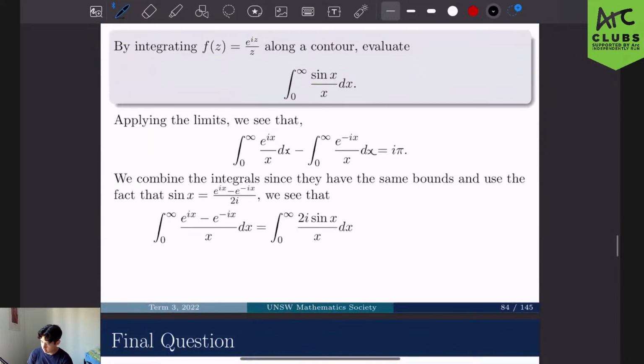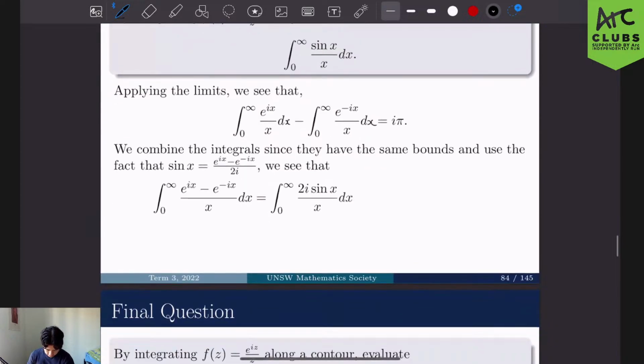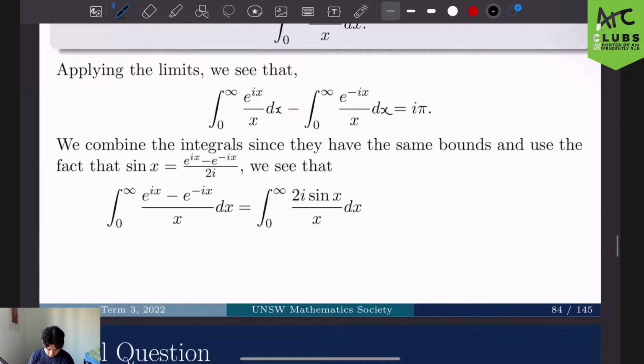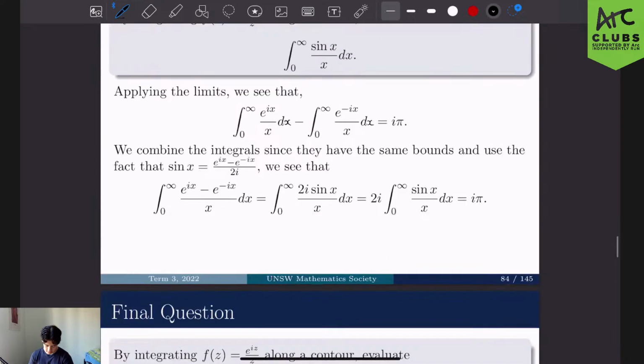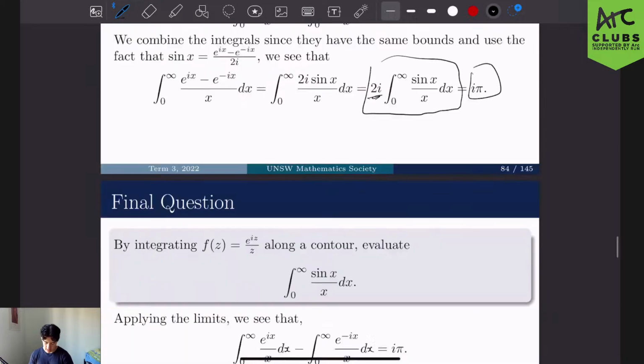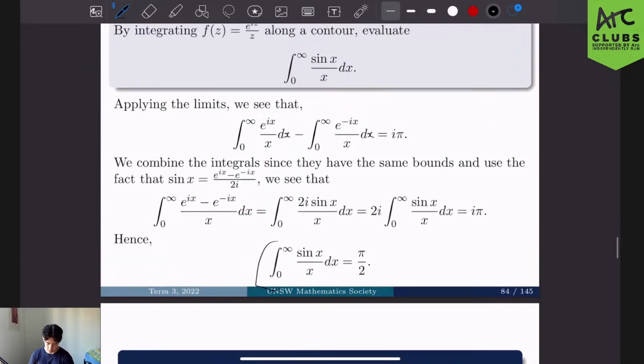And now we can just combine the integrals, and it's a similar form to sine x. So we can substitute that in here, rearrange, and take out the 2i there. That means the left hand side of the equation is equal to this, which is equal to i pi. So we rearrange, and the original integral that we're trying to calculate is equal to pi over 2.